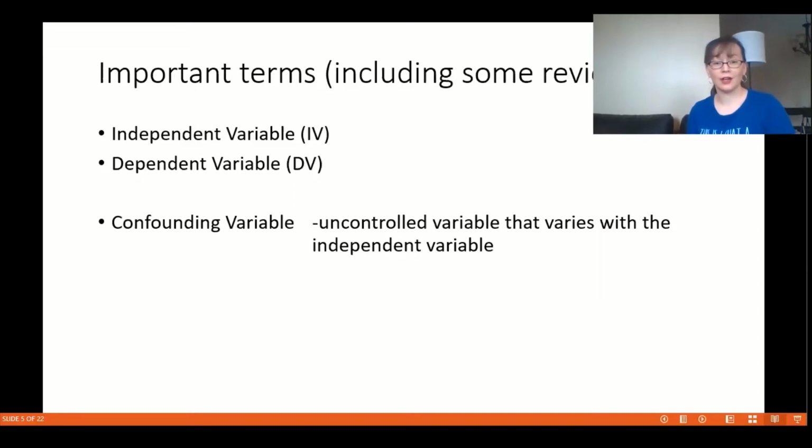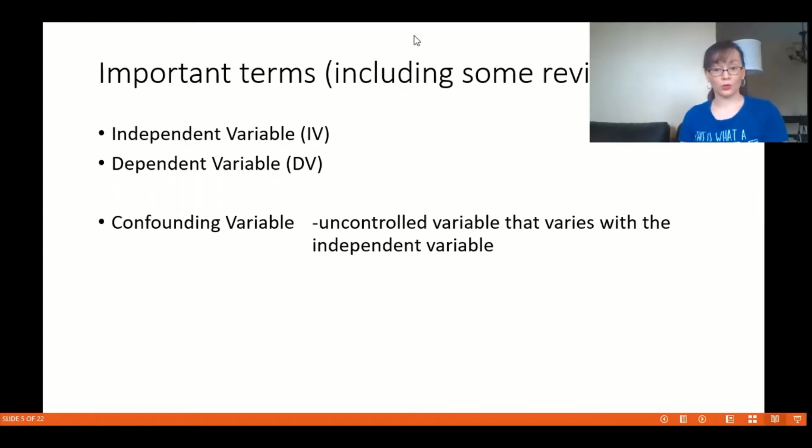And so we can't say confidently that it's because of our independent variable, because of the manipulation that we made. Good designs really need to eliminate or control for all possible confounding variables, and that's a really important part of study design.